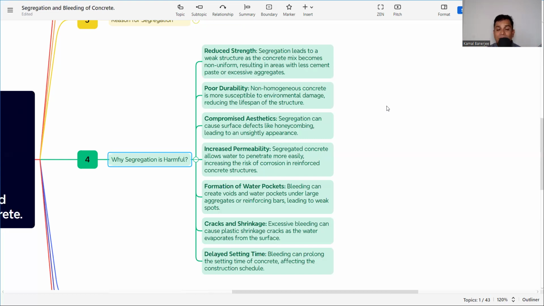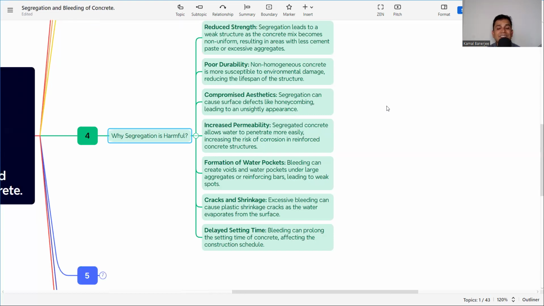Then poor durability, already discussed. Non-homogeneous concrete is more susceptible to environmental damage, reducing the lifespan of the structure. Then compromised aesthetics. In some structures we are not doing any plaster or painting. So segregation can cause surface defects like honeycombing, leading to an unsightly appearance. Honeycombing, air voids and pockets can happen, so it will look ugly, and whatever aesthetics we are proposing, we will not get.